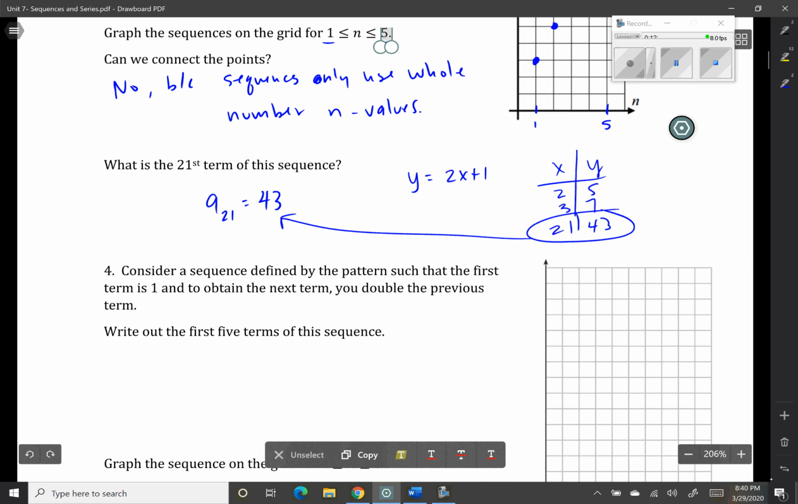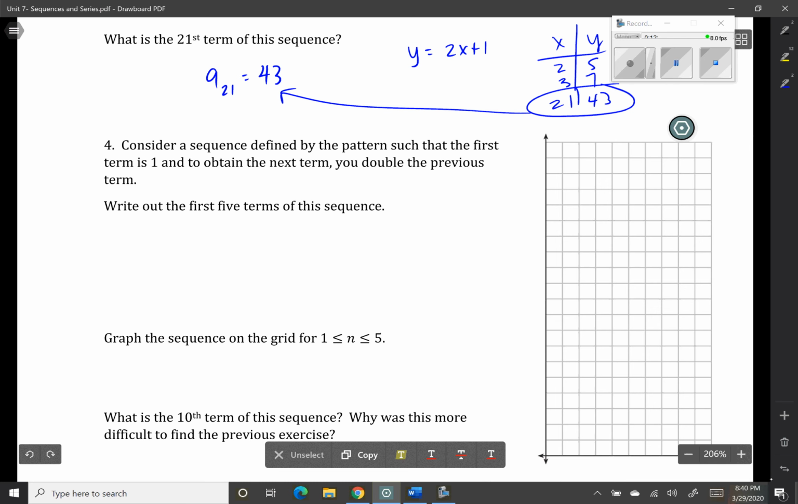So let's take a look at another one. It says, consider a sequence defined by the pattern such that the first term is 1, and to obtain the next term, you double the previous term. So the first term is 1, so the second term is double the previous term, so that would be 2. The third term is double the previous term, so that would be 4, right? Double of 2 is 4. The fourth term is double the third term, so that would be 8. And the fifth term would be 16.